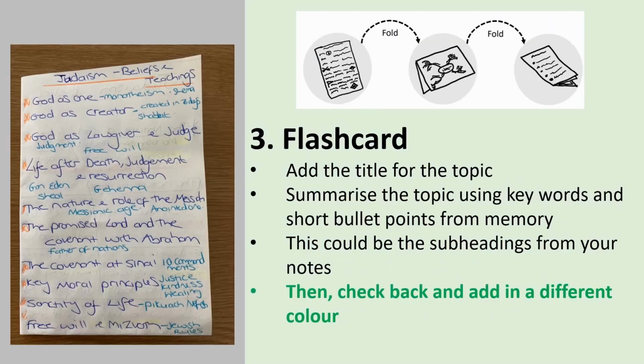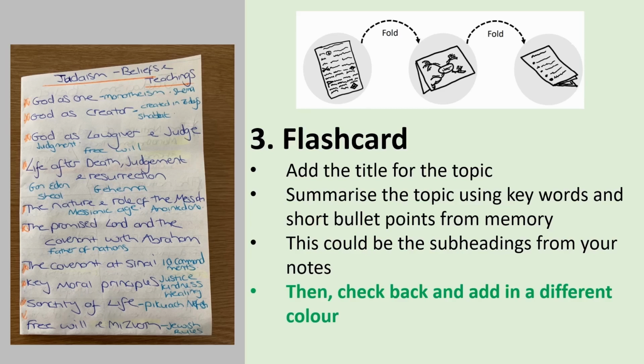Once again, students will fold that mind map so that it is then half the size again and create a flashcard. Now a flashcard should be very, very short. It should just be bullet points. At this point, the piece of paper is relatively small, so it should be bullet points.